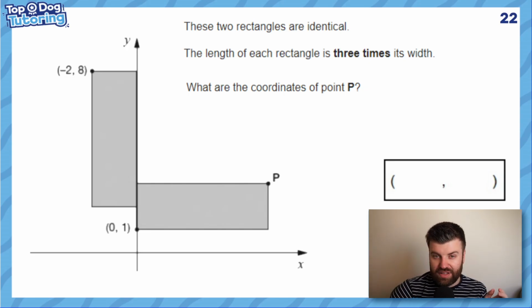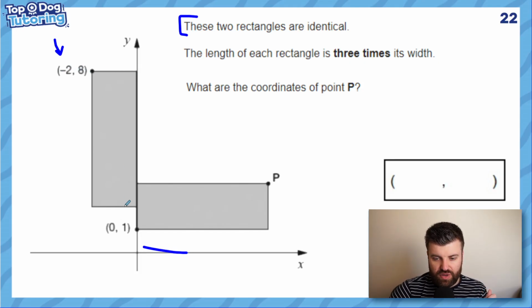So we need to work out the coordinates of P. But look, there's nothing along the x-axis. There's nothing along the y-axis. There are no squares for us to count along. The only thing we have to go off of is this data here. These two rectangles are identical. The length of each rectangle is 3 times the width. And these coordinates that we're given right here. So this is 0, 1. This is -2, 8. So here's what we know.